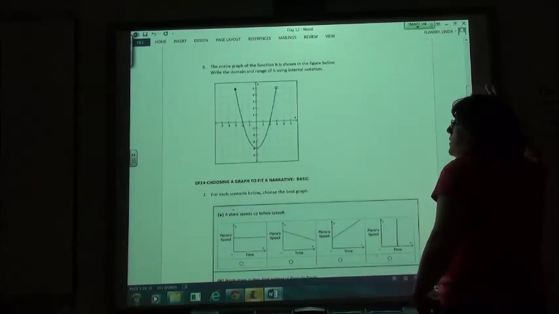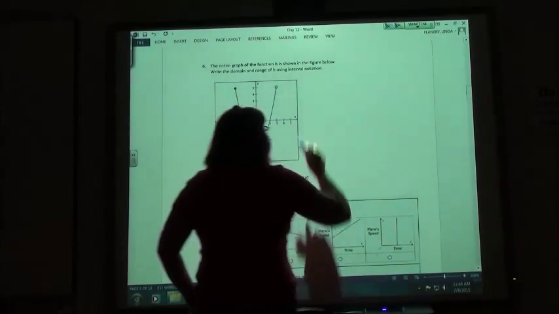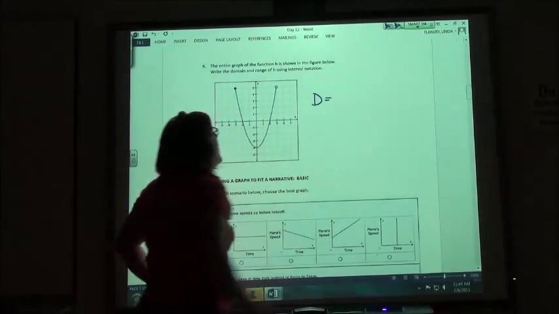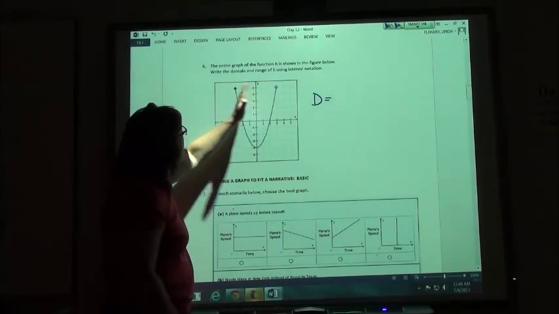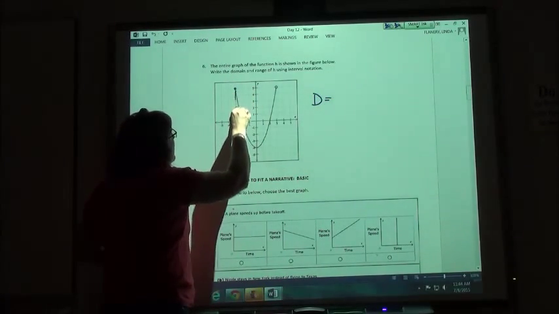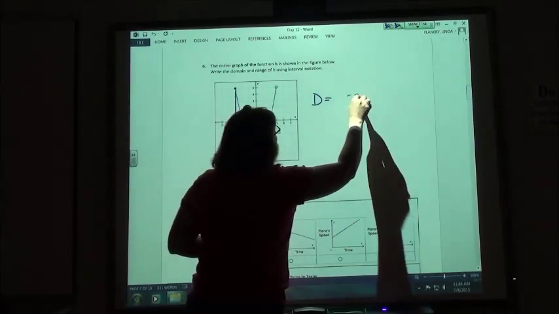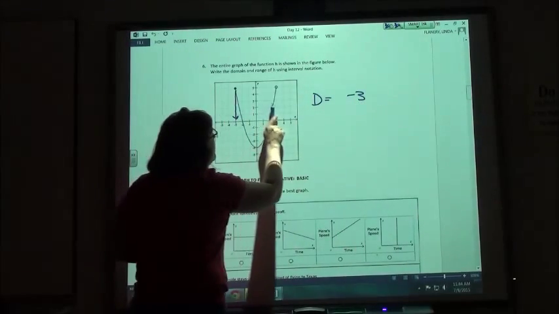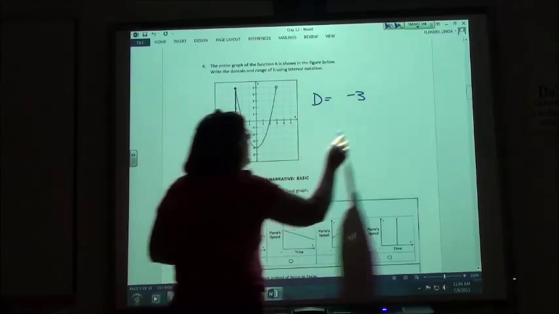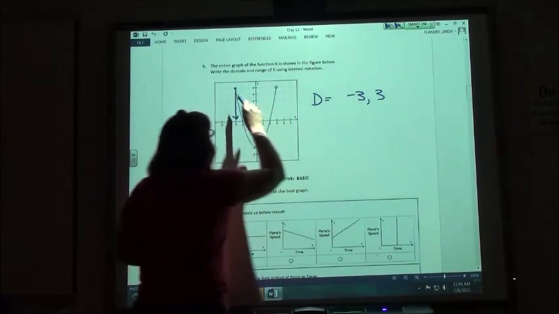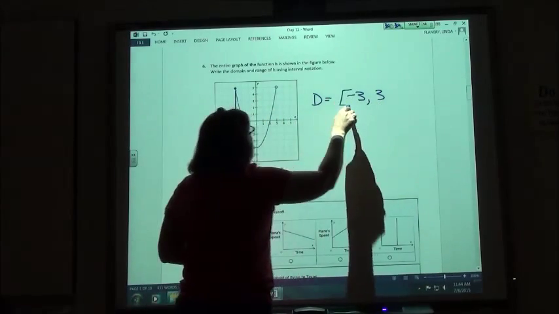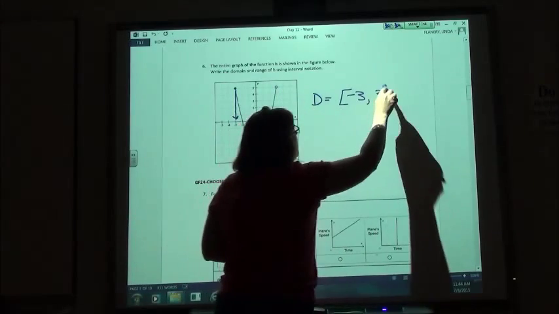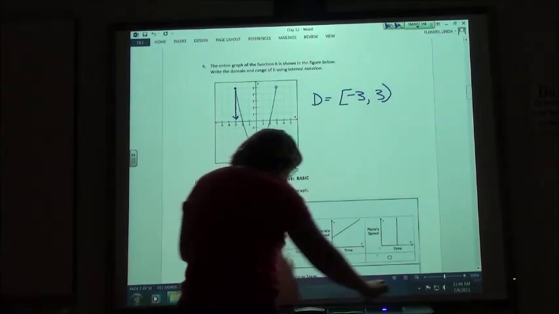The third one's a little bit trickier. Again, if I think about my domain, it is the farthest left point. The x value of that is at -3. To the farthest right point, the x value of that is +3. I am including the -3. I am not including the +3. So that part wasn't so bad.